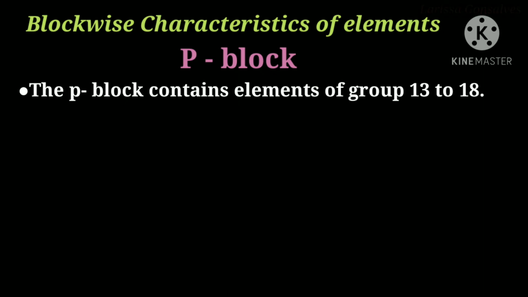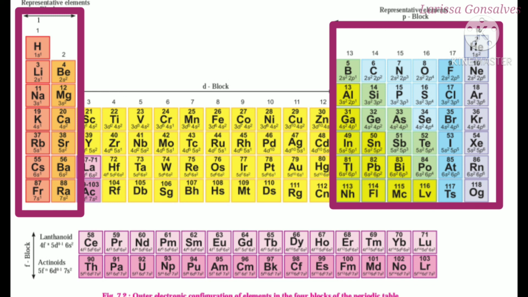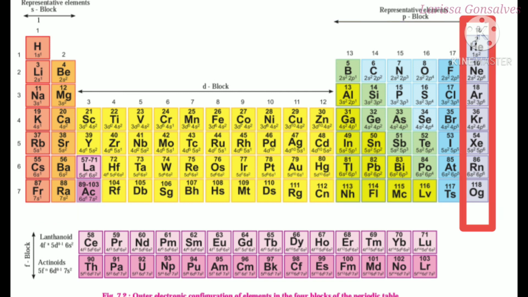The p block contains elements of group 13 to 18. The p block elements together with s block elements are called the main group elements or the representative elements. The last group of the p block, group 18, is the family of the noble or inert gases. These have a closed valence shell, that is, a complete duplet or complete octet, and this is the reason they have very low chemical reactivity.